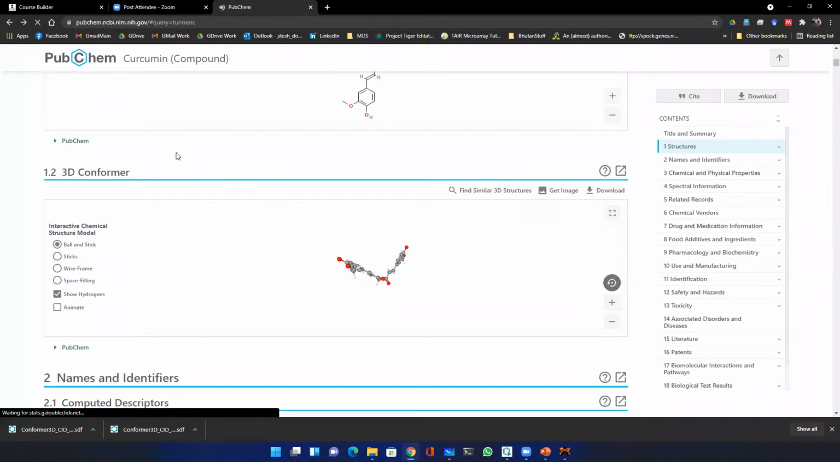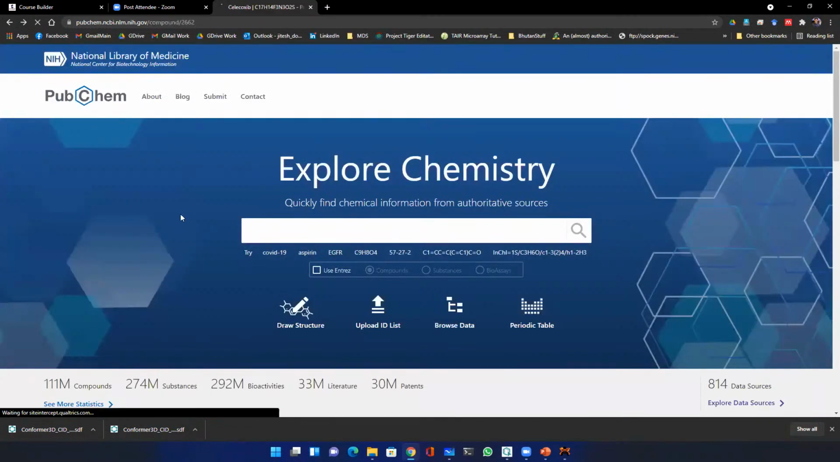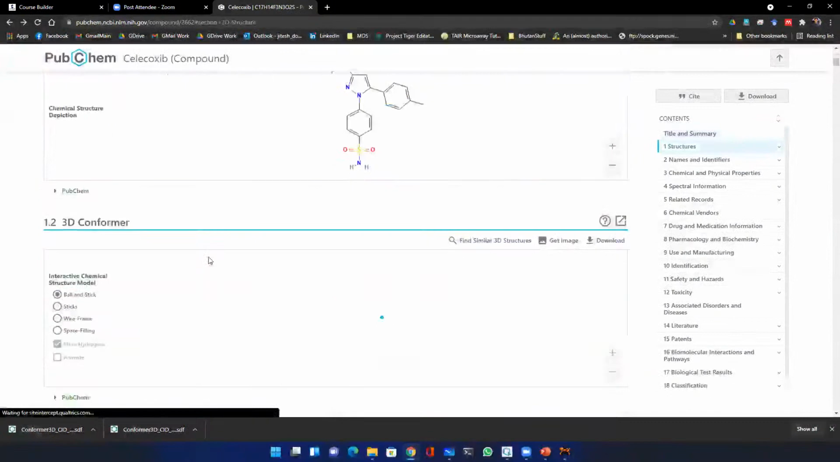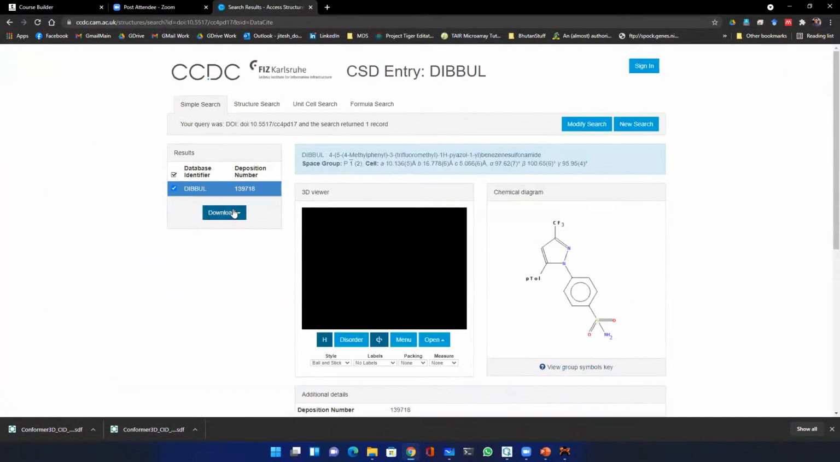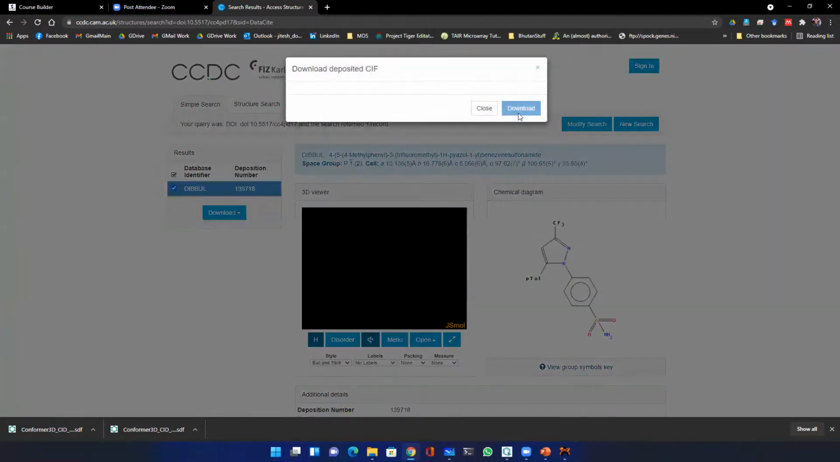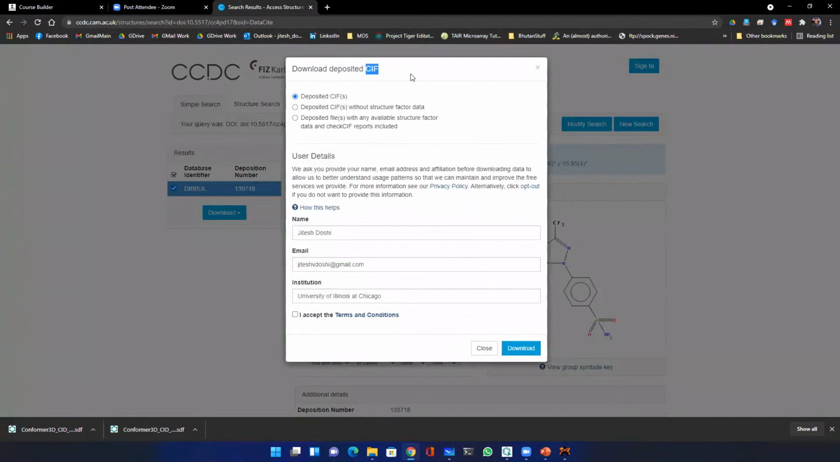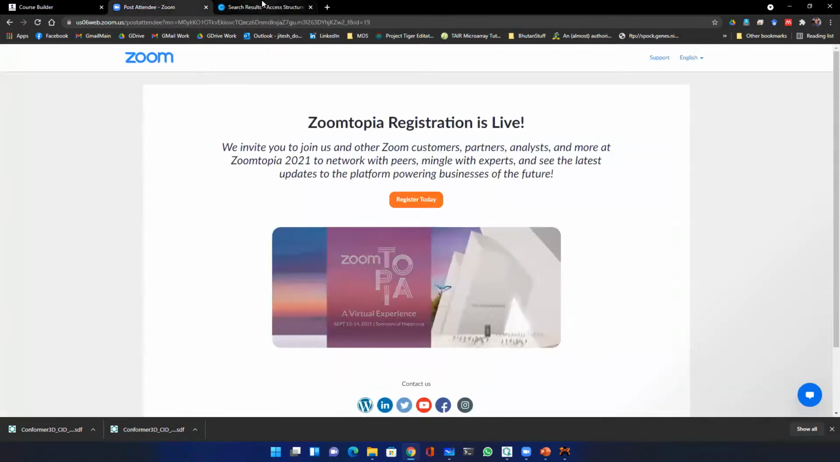If you want to download crystal data, you will have to go one step extra, because you will have to first go to the crystallographic information database, that is CCDC, and from there you can download, and the format which is used is completely different. It is either a GCD file, which may not be understood by all the software, or it can be the CIF, that is crystallographic information format. So this format may not be easily understood by all the software, so it's better to use the 3D conformer for this download.